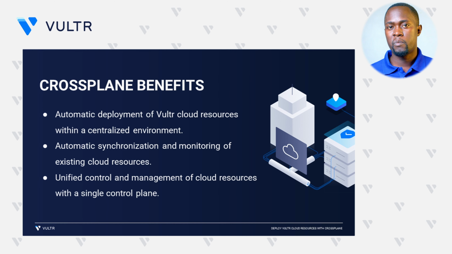But then, what do you benefit by using Crossplane over other tools? Crossplane enables the automatic deployment of Vultr cloud resources right within a centralized environment, which is your Kubernetes cluster. Instead of having to deal with multiple machines, a single team can manage resources within a single Kubernetes cluster. In addition, Crossplane enables the automatic synchronization and monitoring of the existing cloud resources within your cluster. This means if a resource is deleted, Crossplane will strive and try to recreate this instance with its specifications as described in your cluster unless turned off.